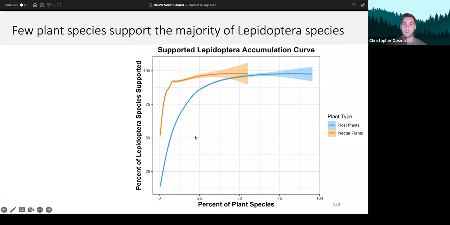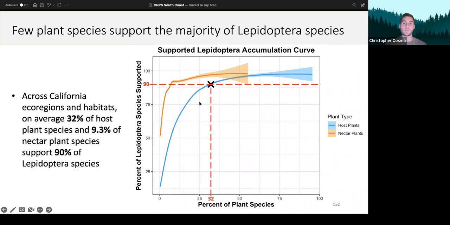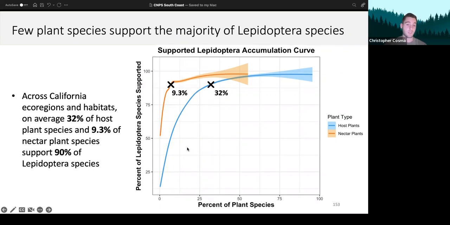And here we have our Lepidoptera accumulation curves. What these are showing is, on the x-axis, the percent of plant species that support a certain percent of Lepidoptera species on the y-axis. And so to reach that 90% of Lepidoptera species supported, it only takes 32% of host plants and 9.3% of nectar plant species. So again, a relatively small percentage, 32% of host plants and 9.3% of nectar plants, are supporting the majority, 90% of Lepidoptera species here in California.